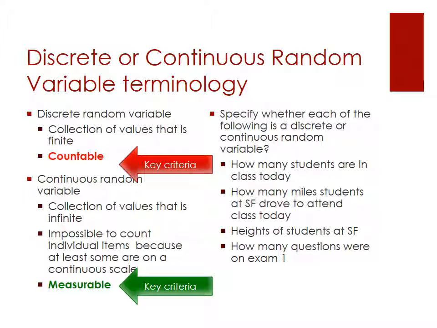So again, let's apply this to our questions here on the right. Pause the video and add into your notes real quickly: which of these would be a discrete random variable and which ones would be a continuous random variable? Once you've got your answers in your notes, turn the video back on and proceed to the next slide.